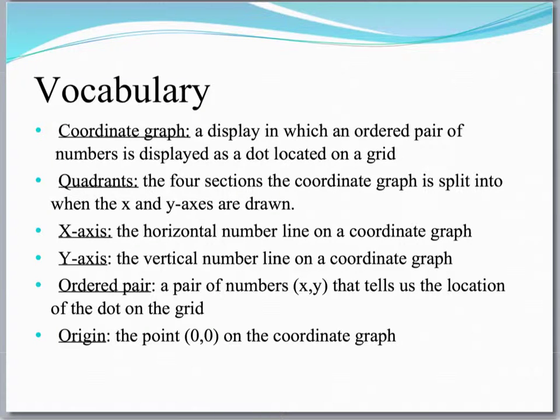Our next term in the vocabulary list is quadrants. A quadrant is defined as the four sections that a coordinate graph is split into when the x and y axis are drawn. So let's take a look at the coordinate graph again.